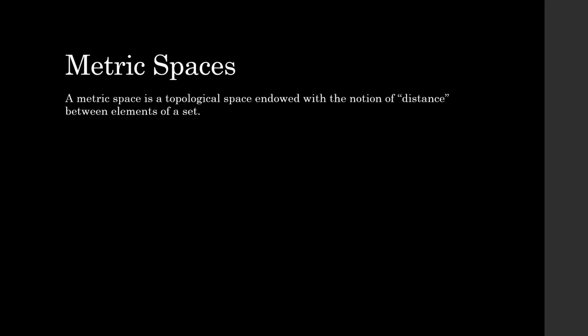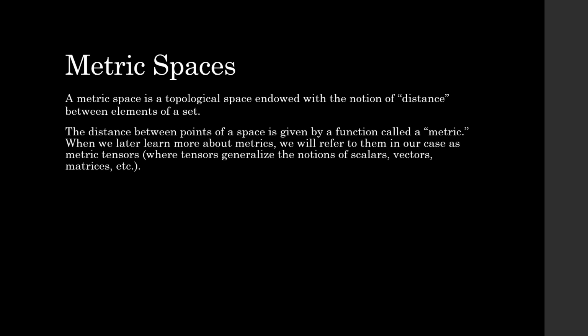So what are metric spaces? A metric space is a topological space, which we just discussed, that's endowed with the notion of distance between elements of a set. So let's gain an idea of what that means. The distance between points of a space is given by a function called a metric. When we learn later more about metrics, we will refer to them in our case as metric tensors, where tensors generalize the notions of scalars, vectors, matrices, etc.